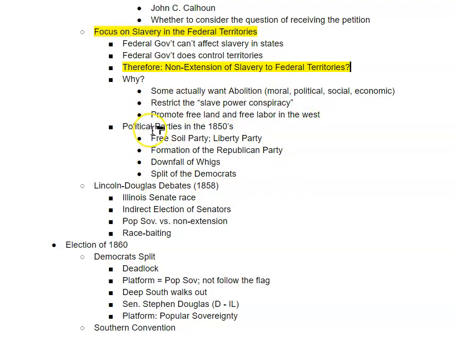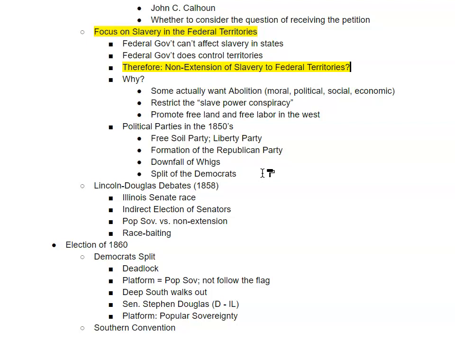You'd had previously the Free Soil Party, the Liberty Party, but in the mid-1850s, you had the formation of the Republican Party. They pick up the ashes of the Whig Party and predominantly pick up on the tariff and the bank and internal improvements and things that the Whigs wanted. And it will also see the split of the Democratic Party in the 1850s.